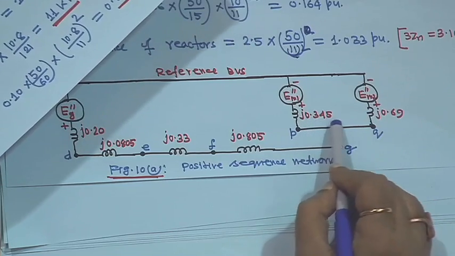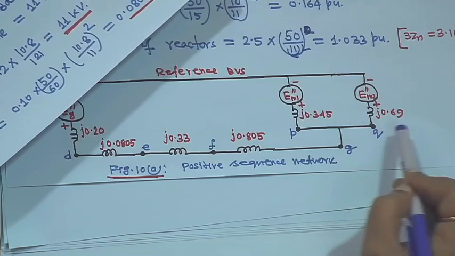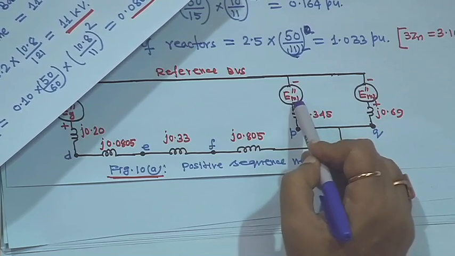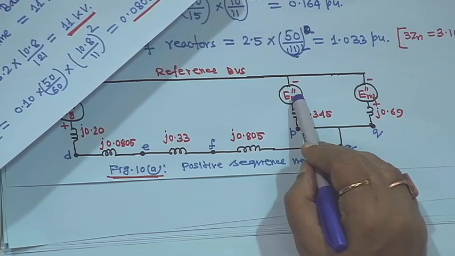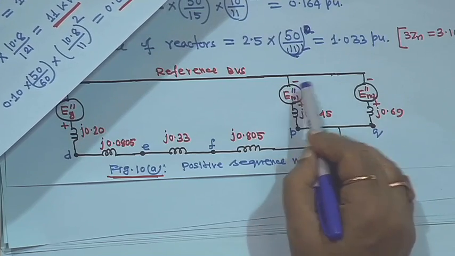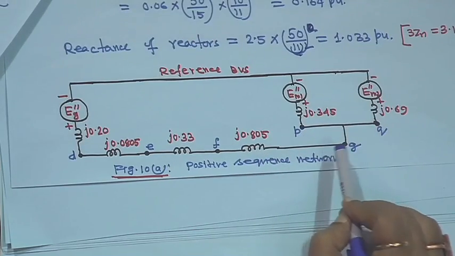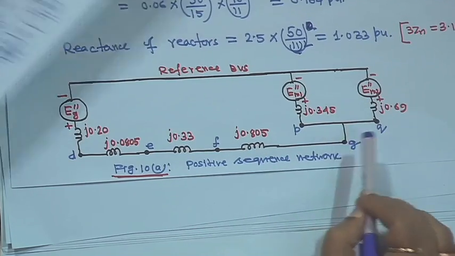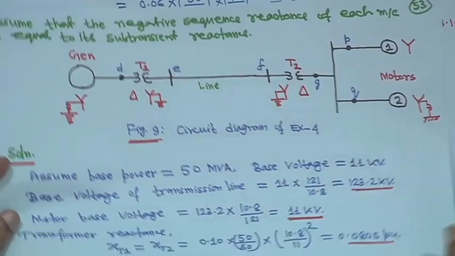So, these parameters are also computed for the motor. This is j0.345 and this is j0.69, this is E_M1'' and this is E_M2'', the sub-transient voltages, plus minus, connected to the reference. So, this is the positive sequence diagram for this whole circuit.